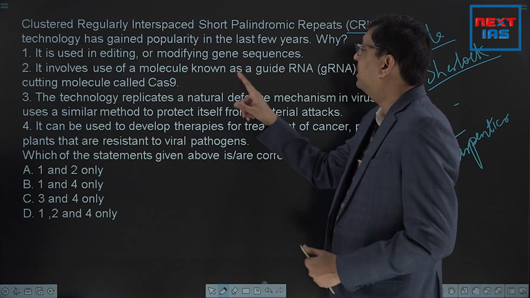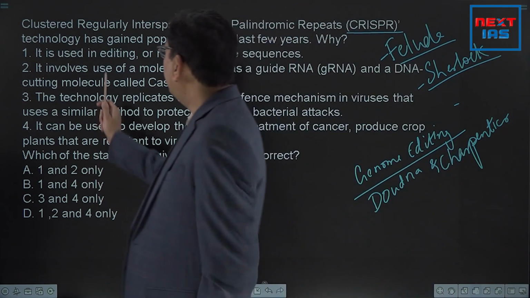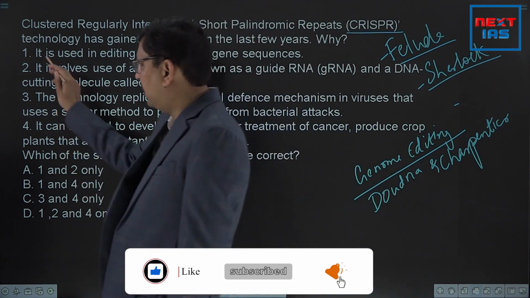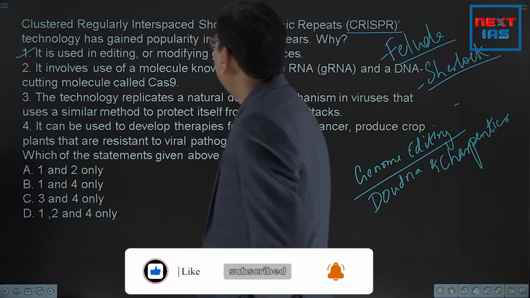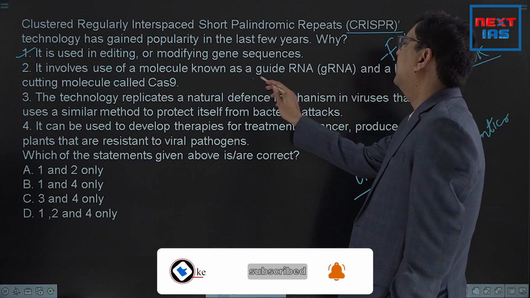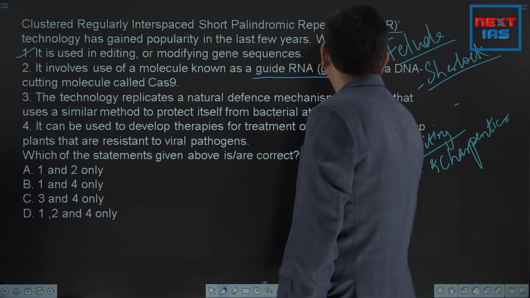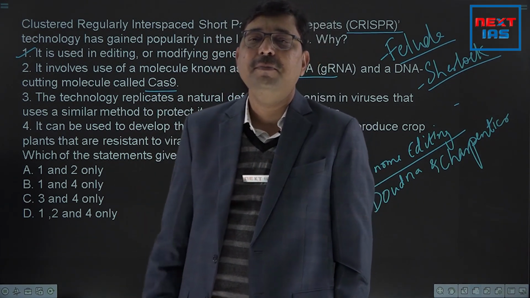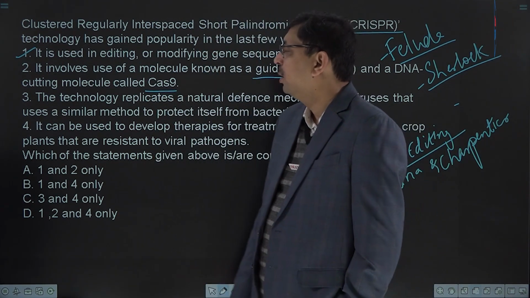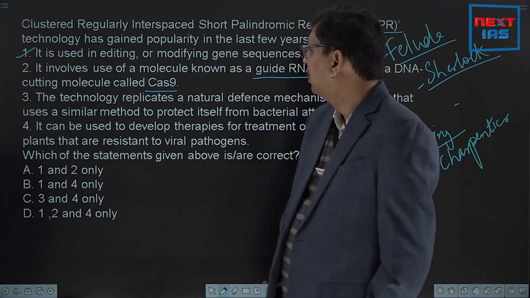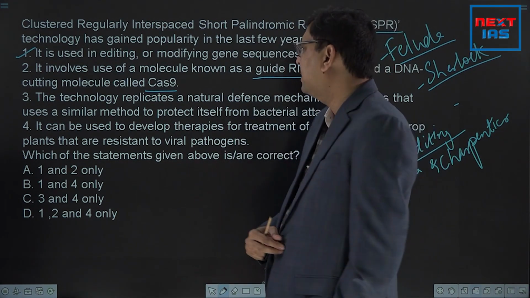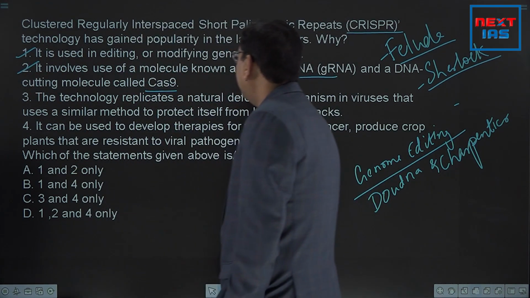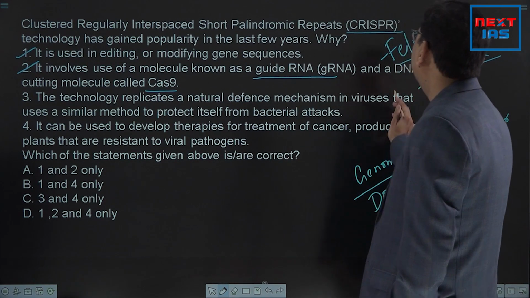ठीक है, अब इसमें से हम ऑप्शंस देख लेते हैं. It is used in editing or modifying gene sequences. Absolutely right. That's what I said. It involves use of a molecule known as guide RNA. That already told you. And a DNA cutting molecule called Cas9. Cas9 एक enzyme है. That enzyme is a protein. Okay, all the enzymes are proteins, as you know. So guide RNA, this is also right. The technology replicates a natural defense mechanism in viruses.